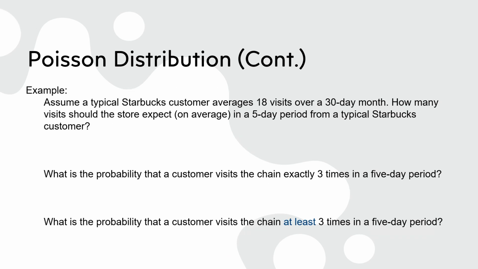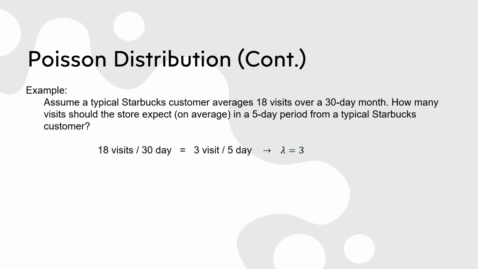Assume a typical Starbucks customer averages 18 visits over a 30-day month. How many visits should the store expect, on average, in a 5-day period from a typical Starbucks customer? What is the probability that a customer visits the chain exactly 3 times in a 5-day period? What is the probability that a customer visits the chain at least 3 times in a 5-day period? Please pause the video here to take a moment and try answering these questions on your own.